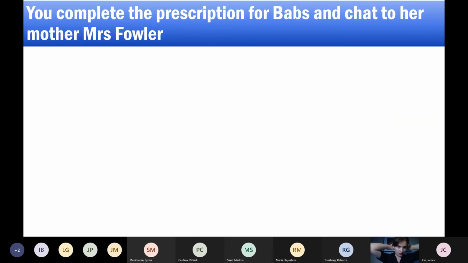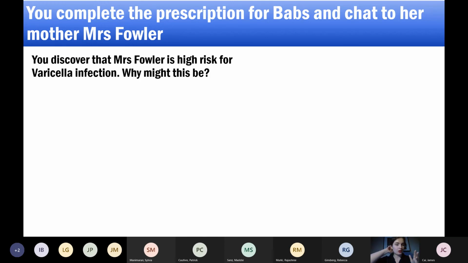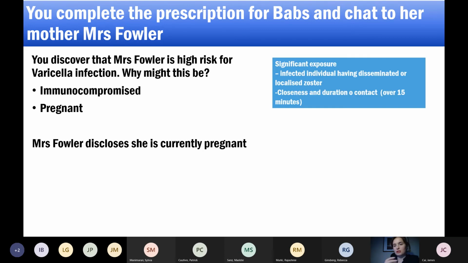Okay, so with varicella, the other crossover is with obs and gynae. I'm probably just going to rattle through this. One thing to bear in mind with chickenpox is, are there individuals around that child who would be susceptible to getting a very poor infection? That would be people on chemotherapy, people who have inherited immunodeficiency, but the big one for year 5 is pregnant women. So we asked Mrs Fowler, she's pregnant. She says, oh yes, I'm expecting a baby. She's been around Babs for quite a prolonged period, so she's had a significant exposure.